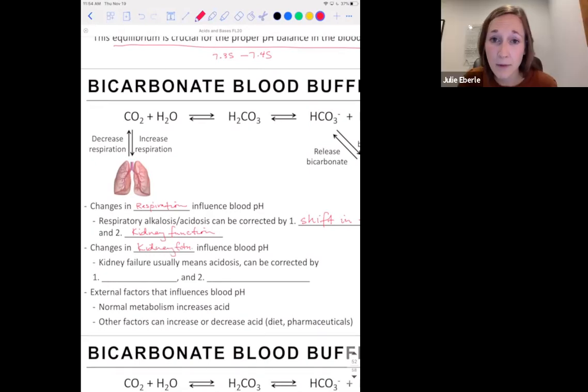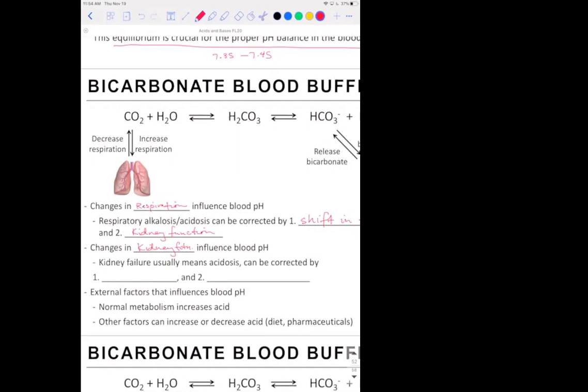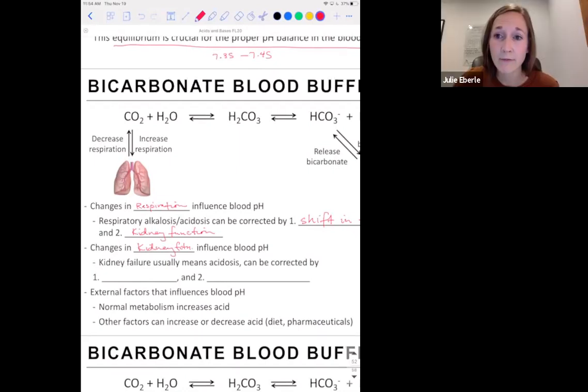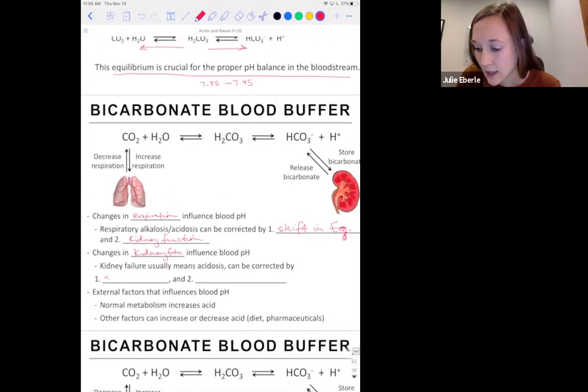It's very sad, but people experience kidney failure. I have a dear family member who is about a 3 out of 5 in kidney failure right now, and so that's not good. You need at least one of your kidneys, right? And so kidney failure usually means your blood pH is going to drop some, and that can be corrected by, again, a shift. This is all going to be shifts in equilibrium, and then changes in respiration.